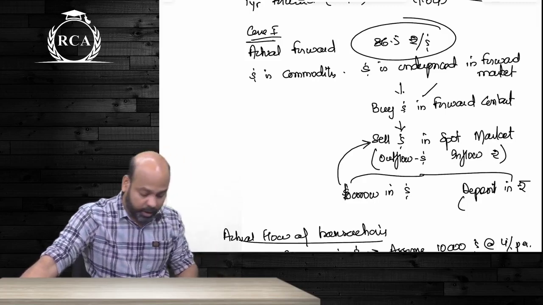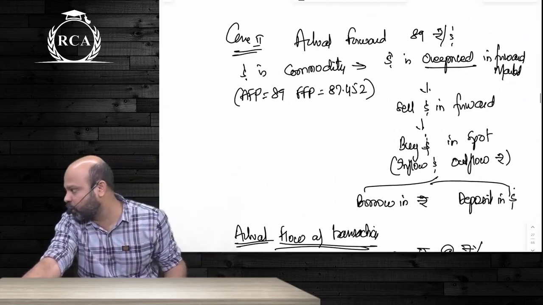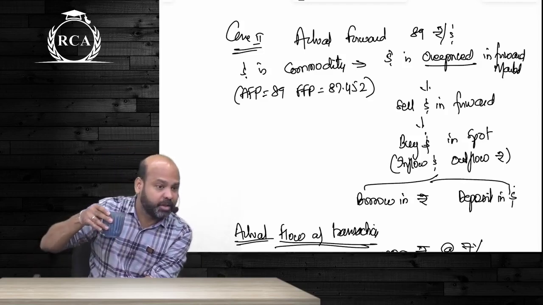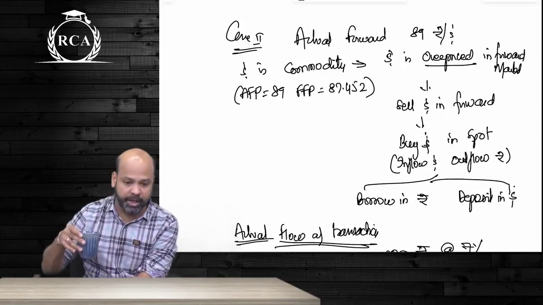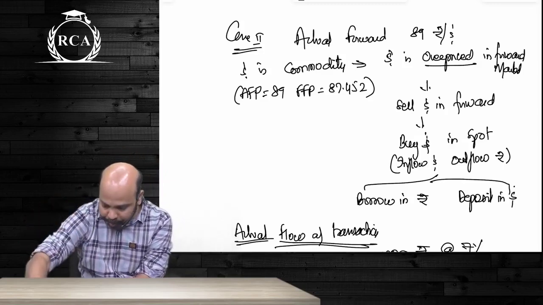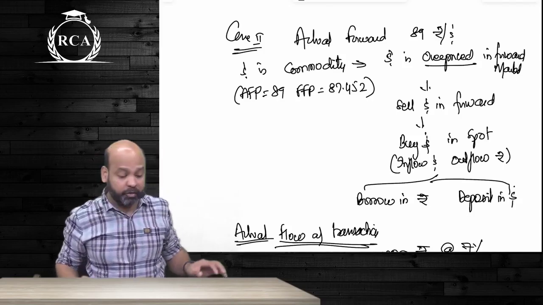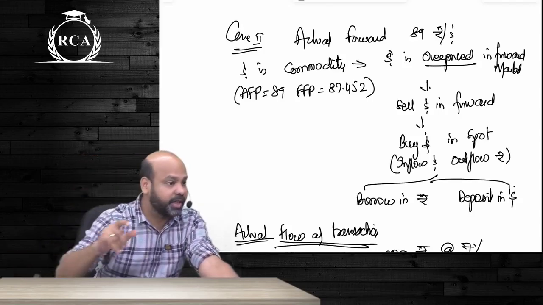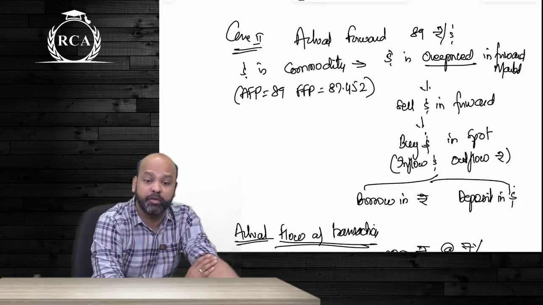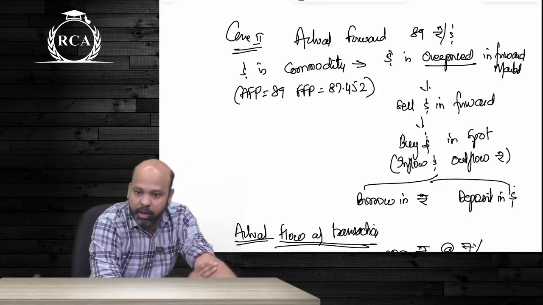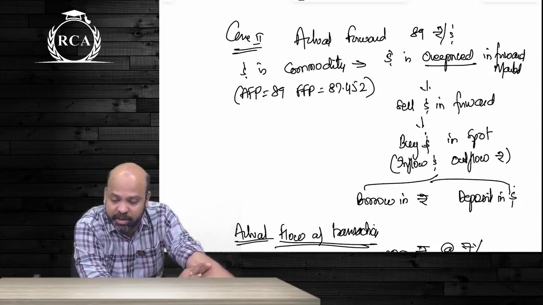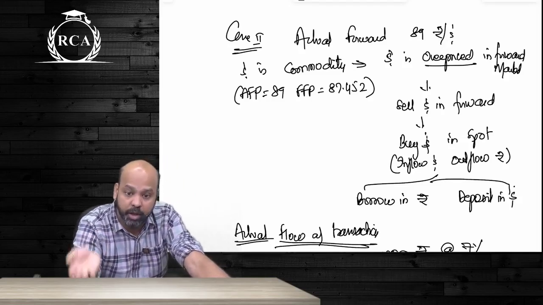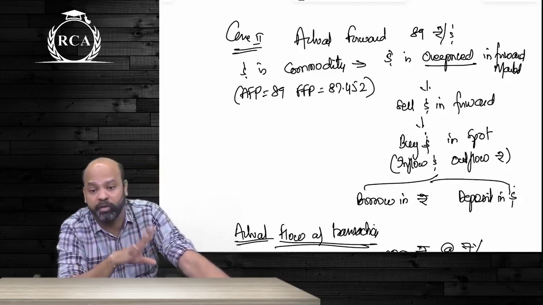Is that clear? Likewise, in case the actual forward rate is 89 rupees per dollar, where the fair forward rate was 87.5, is the dollar overpriced in the forward market now? So what will you do under covered interest arbitrage? Because the dollar is overpriced in the forward market, you are going to sell dollars in the forward market, with the opposite contract in the spot market, that is, you buy dollars in the spot market. When you are buying dollars in the spot market, you will have to hand over rupees. You will be receiving dollars, you will have to hand over rupees. So you will have to borrow in rupees and deposit in dollars.